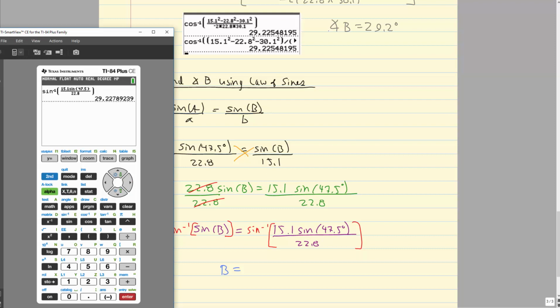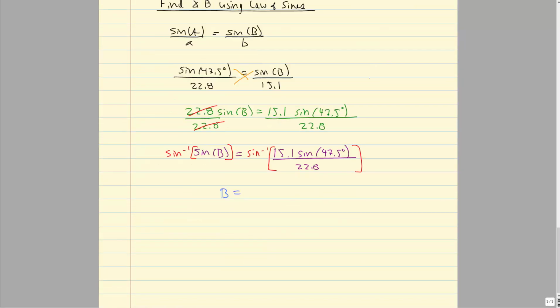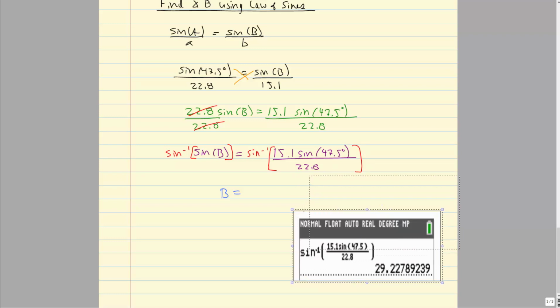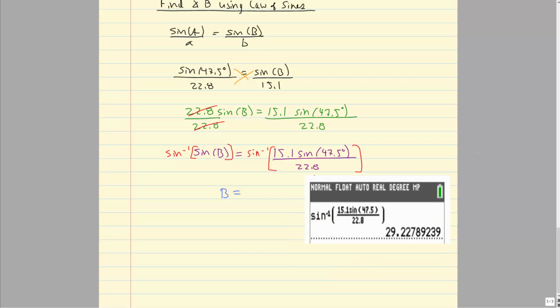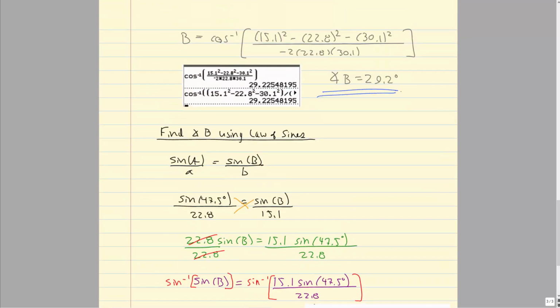29.22789. If you notice, let's paste that in real quick, and then I'll show you what the similarity is. And maybe you've already noticed. I get 29.2 degrees for angle B. And that's exactly the same thing we got up here using the law of cosines.